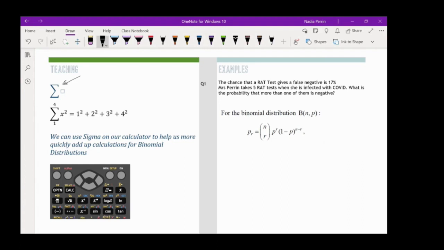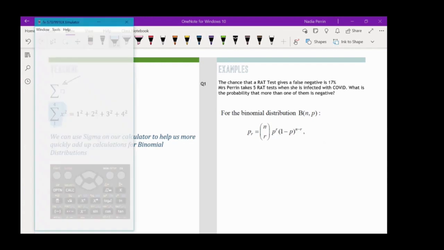Just to give you an example of what it would actually do, if we were working out this and we chucked that into the calculator, it would replace x with 1, with 2, with 3, and with 4, and then it would sum them all up. So we're going to be using that functionality, but in the context of binomial distribution, just to help us.